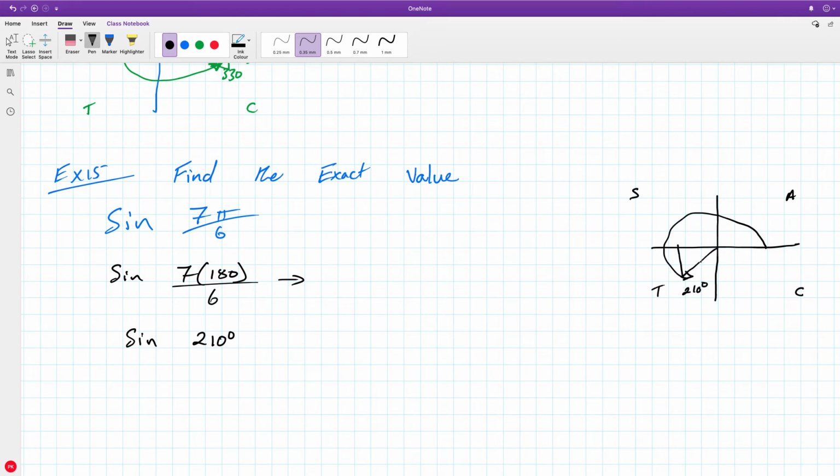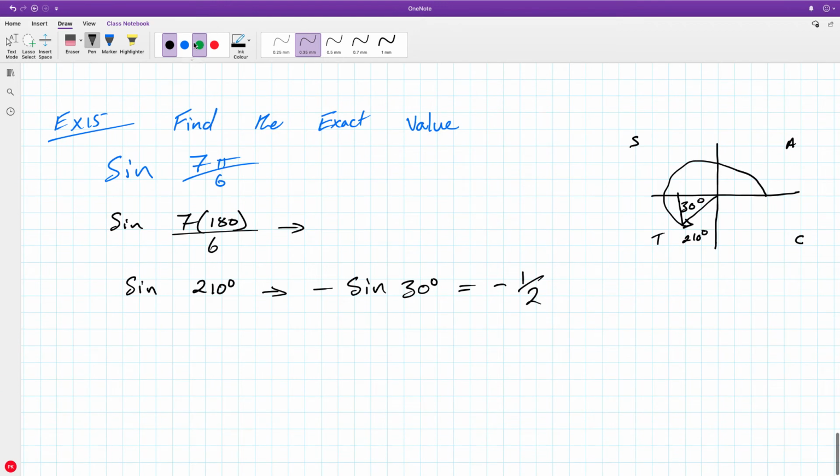Draw your reference angle. 180, that means this is 30 degrees. Positive or negative? The negative sine of 30 degrees, which is a half. Minus a half is your answer. You happy? Right. Something a bit different. Small but different. Before we move on to the unit circle equations.